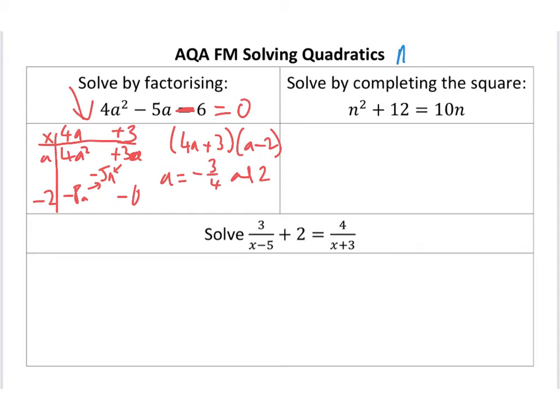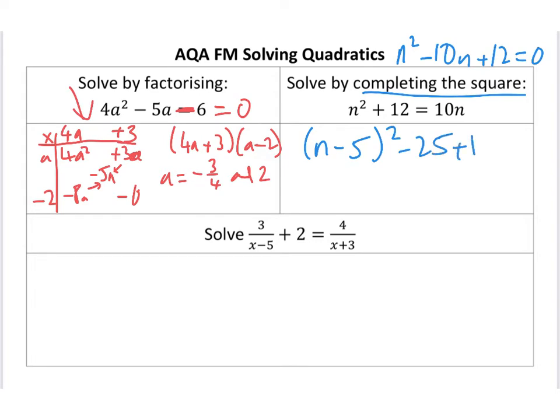Okay, also need to rearrange it to plus 12 equals 0 to make it equal to 0. Got to do that. I'm then going to complete the square because it tells me to complete the square. So here we go. n minus 5 squared minus 25 plus 12 equals 0. I'm then going to simplify and put this bit over on the other side. So we get n minus 5 all squared equals 13.